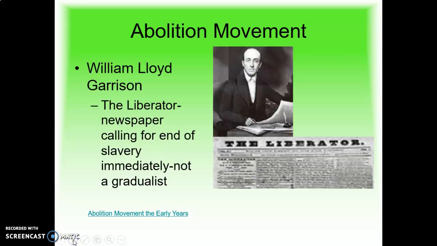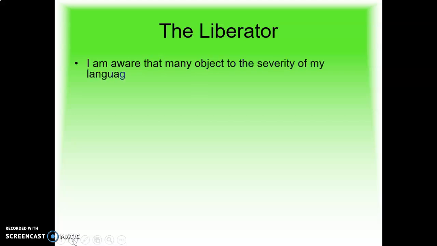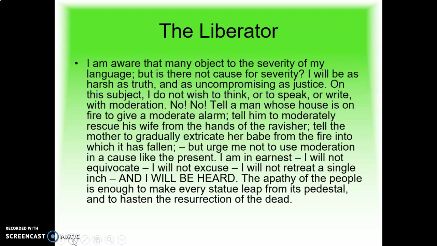So William Lloyd Garrison. William Lloyd Garrison opens the Liberator. It's a newspaper in Massachusetts, and it calls for the end of slavery immediately, not gradually, and not over time, and no colonization. He says we need to end slavery yesterday. It's a crime against humanity and everything that lives and breathes if it's allowed another day. He opens this newspaper in 1831. That's an important year. And this is one of the first articles he posts in it.